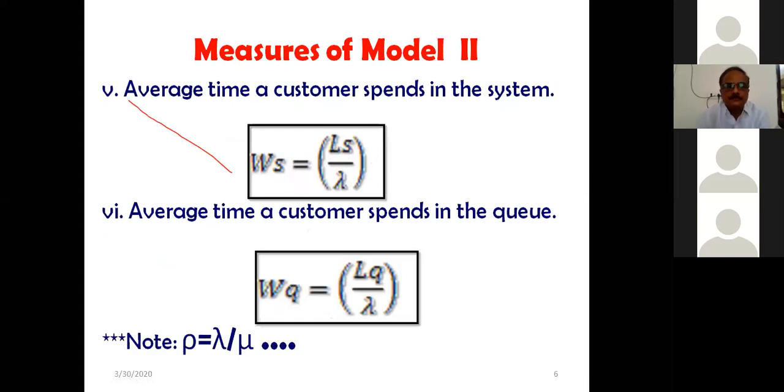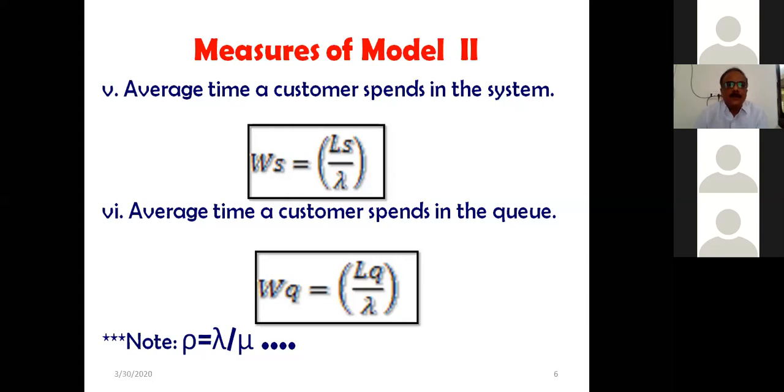Next, another measure of this model is the average time a customer spends in the system. Here we want to find out the average time a customer spends in the system. The meaning is that the customer reaches that particular place. He is in the queue. He spends some time in the queue, and after that he gets the service. So the total time expected by the customer in the system is equal to the time he spends waiting, that is in the queue, plus the service time.